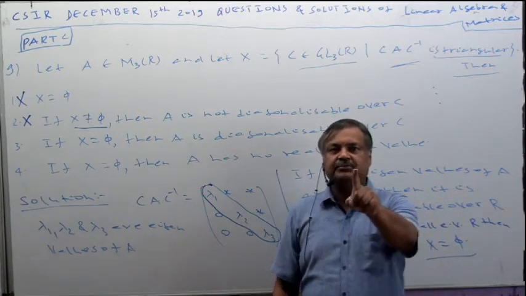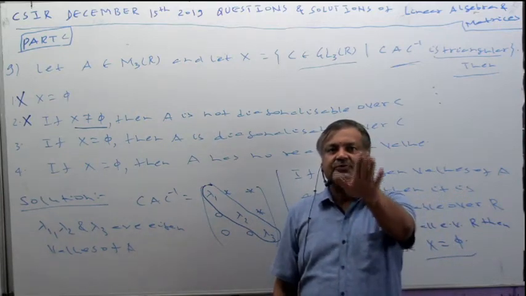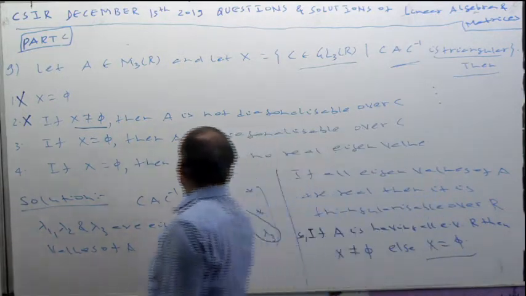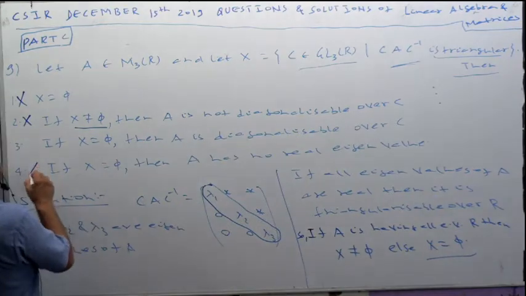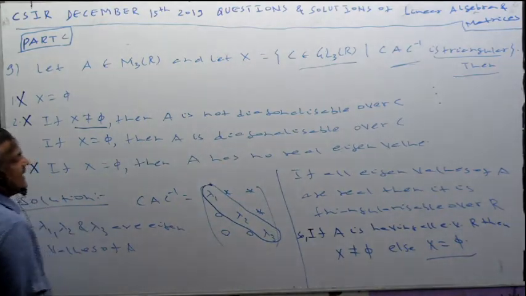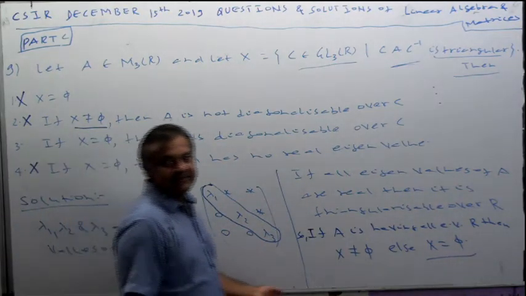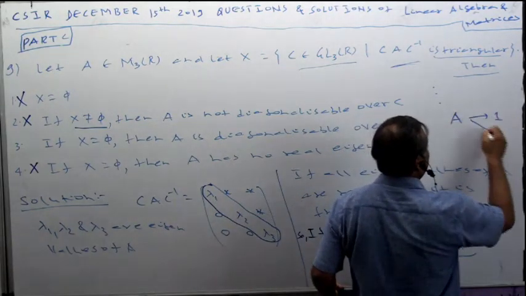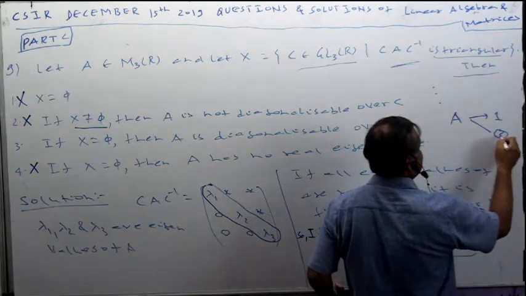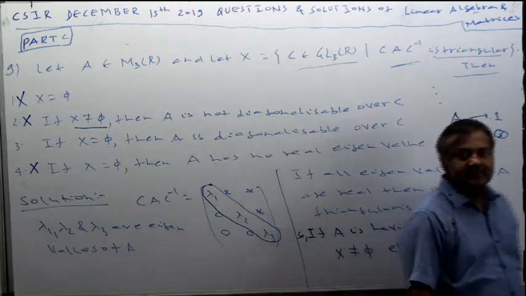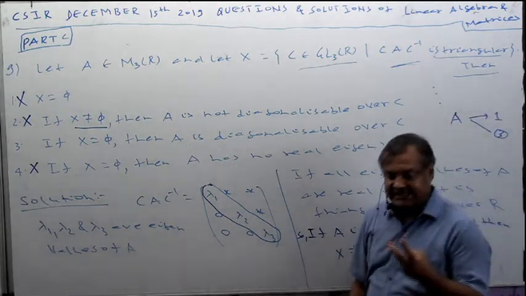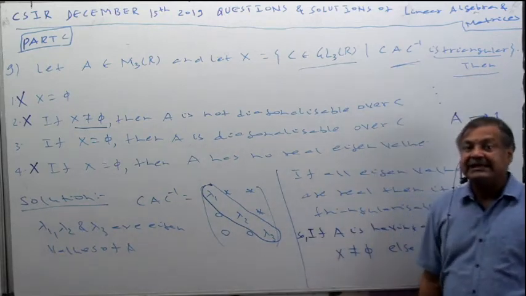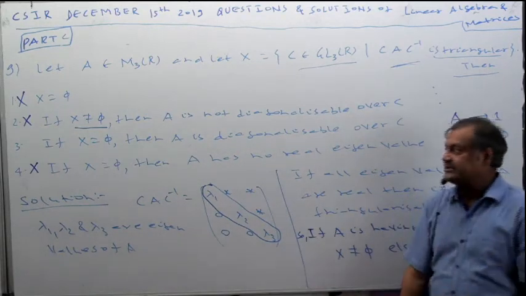And any polynomial of degree 3 with real coefficients must have at least one real root. So "A has no real eigenvalue" is totally false. At least one eigenvalue will be there which is real. So A has either 3 real eigenvalues or 1 real eigenvalue. Are you happy? Because its order is 3, the characteristic equation will be a polynomial of degree 3 with real coefficients.